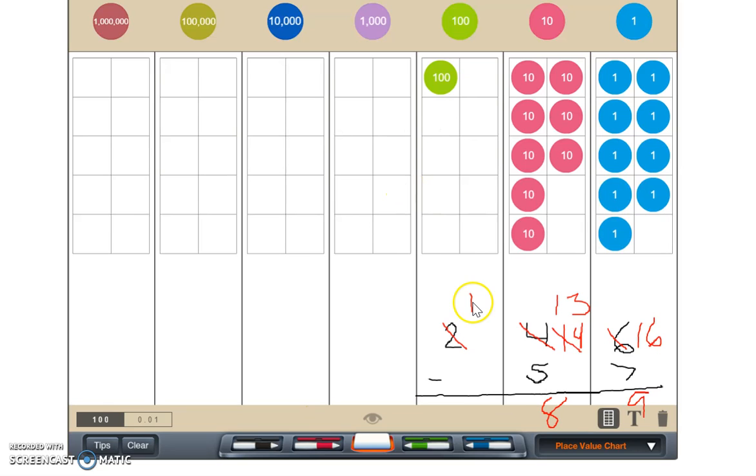And finally, I move to my hundreds place. I have one 100 minus nothing, which leaves me with one 100. So my answer is 189.